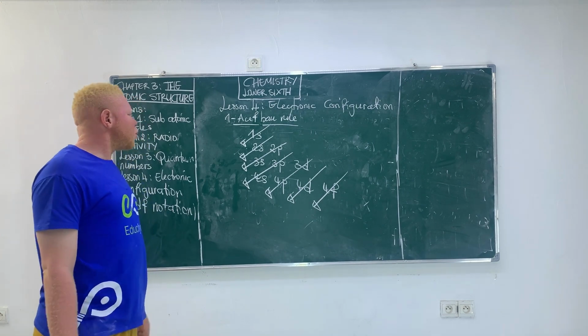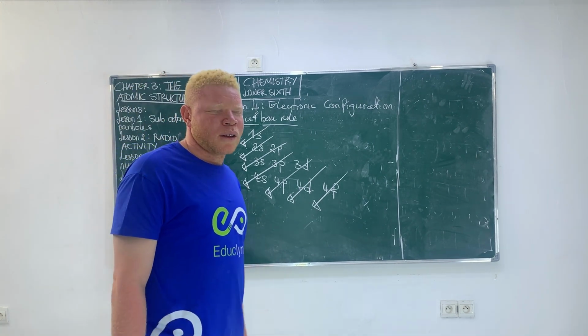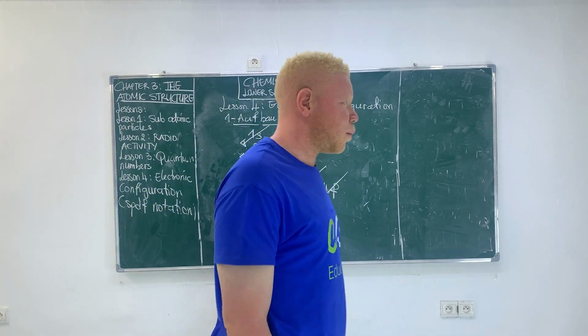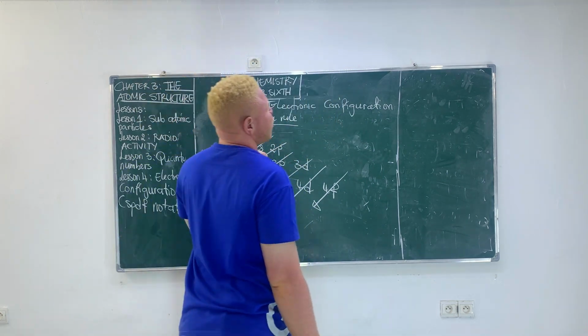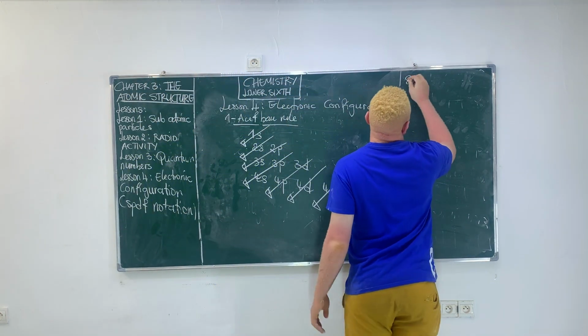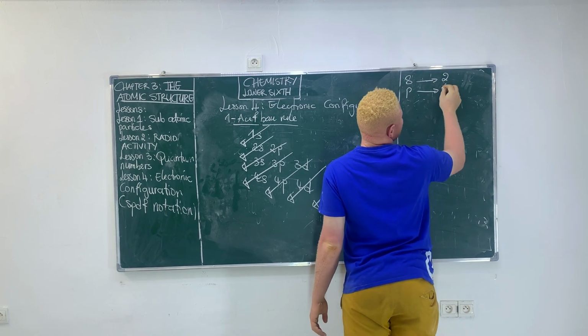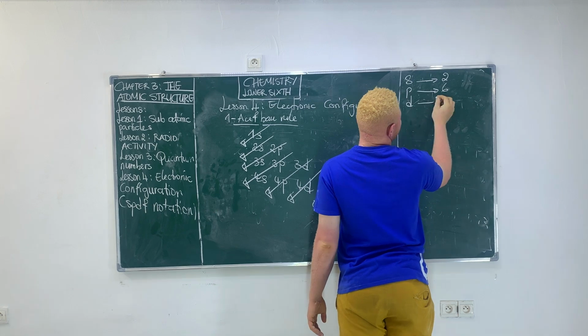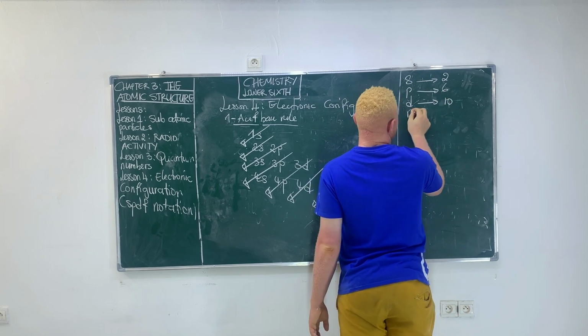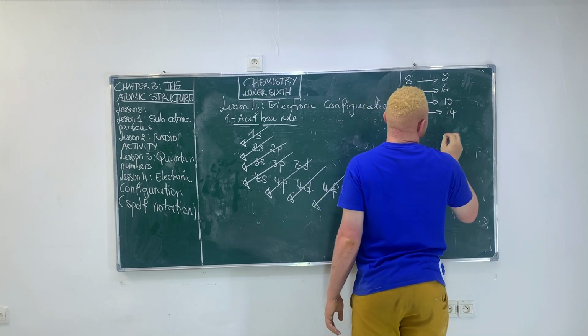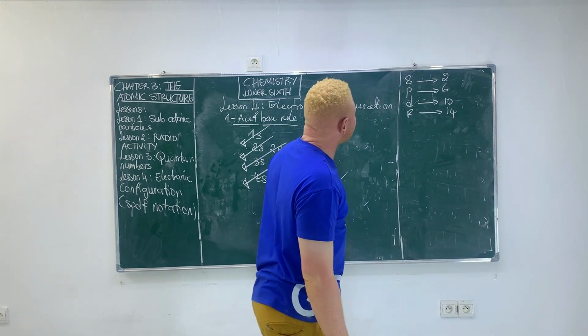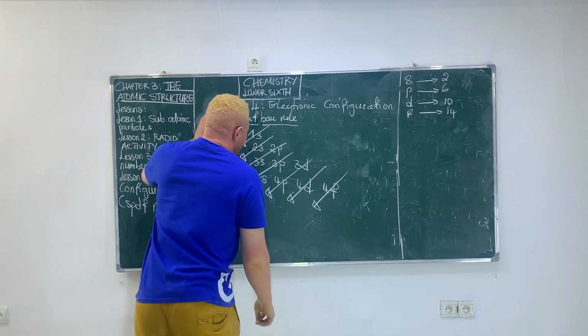Let's take an example of an element. Let's take the element calcium. While filling the electrons, you need to keep in mind that the S subshell takes a total of 2 electrons. The P takes a total of 6. The D takes a total of 10. The F takes a total of 14. So let's write the electronic configuration.